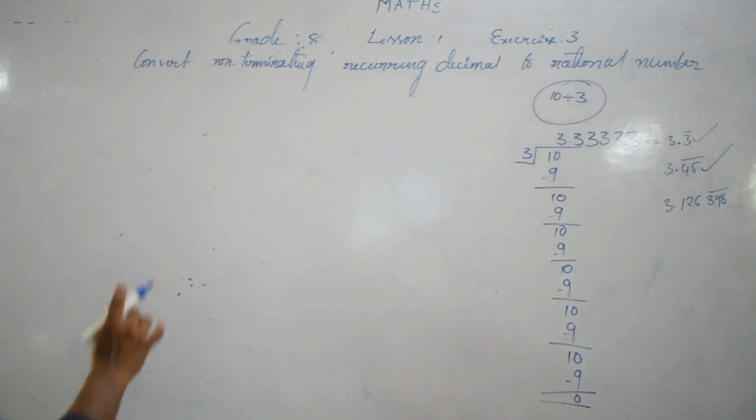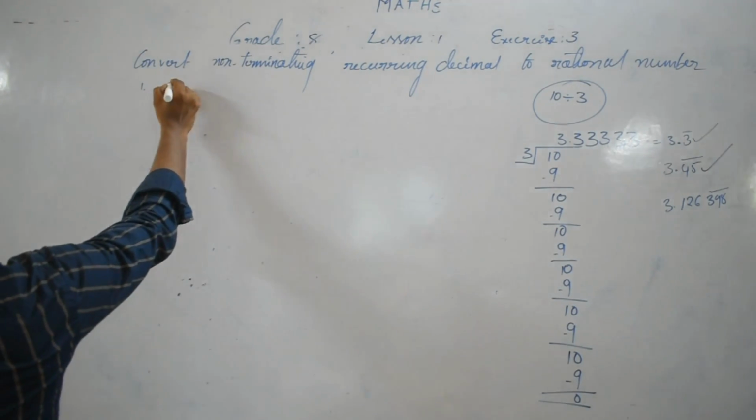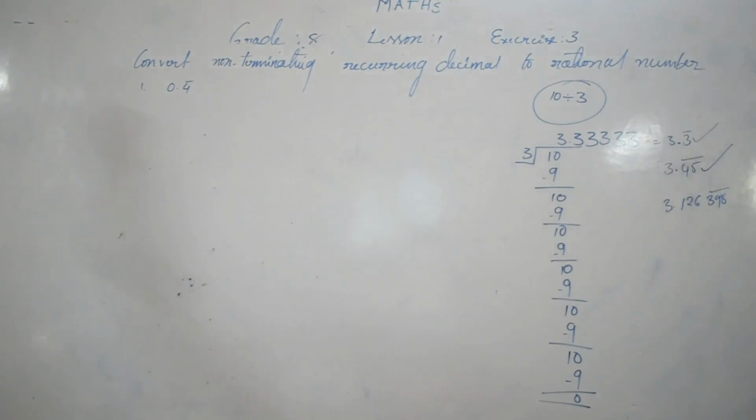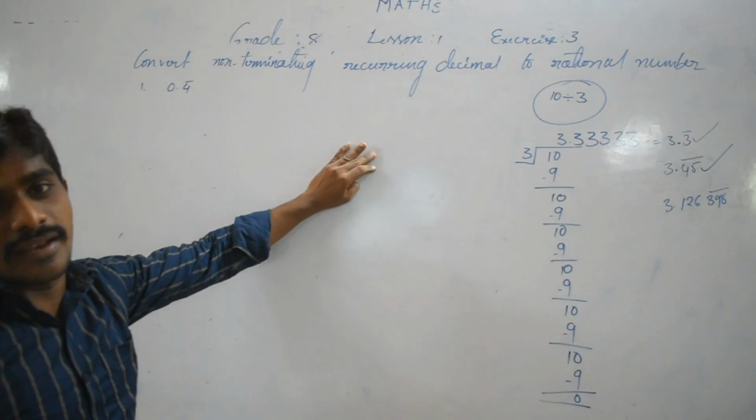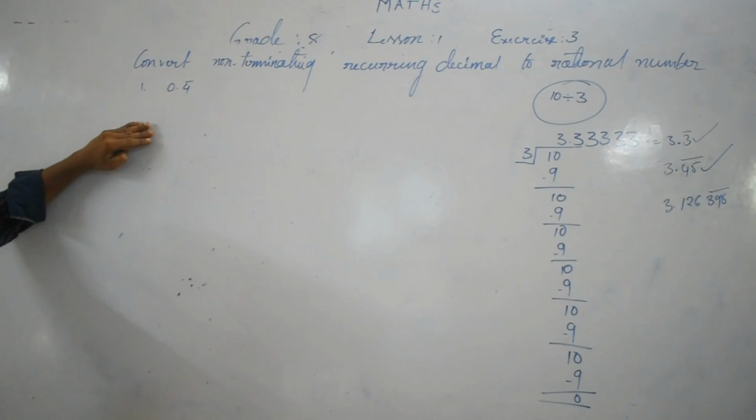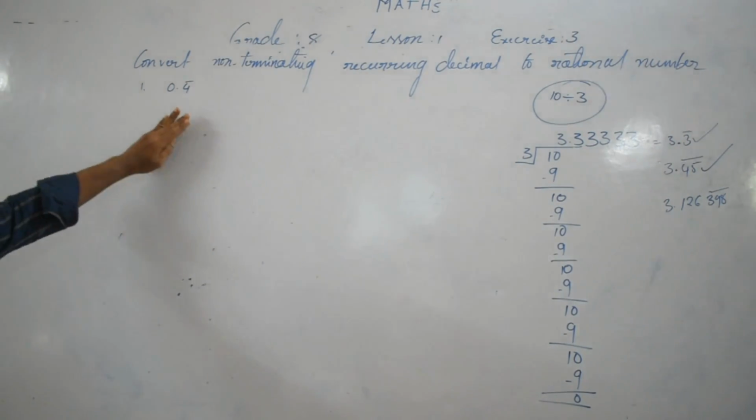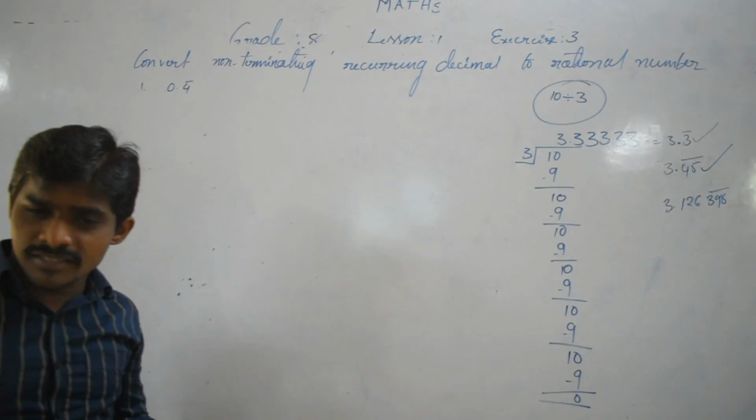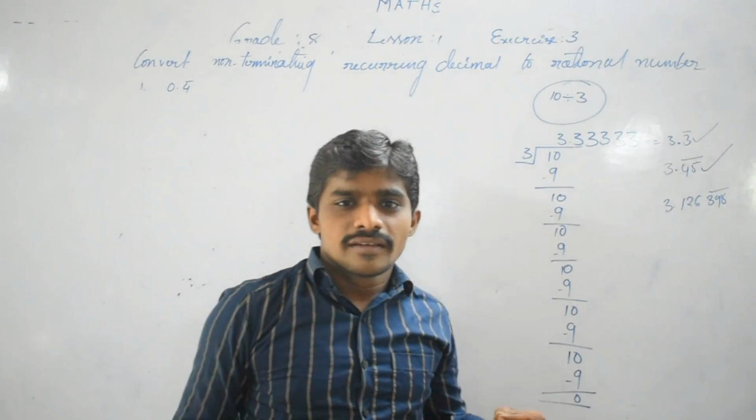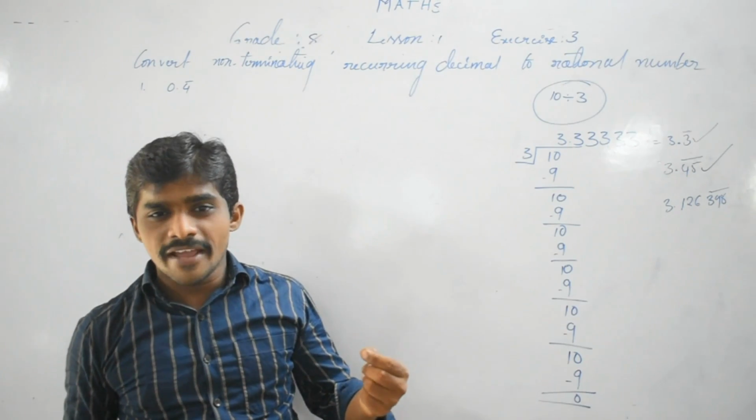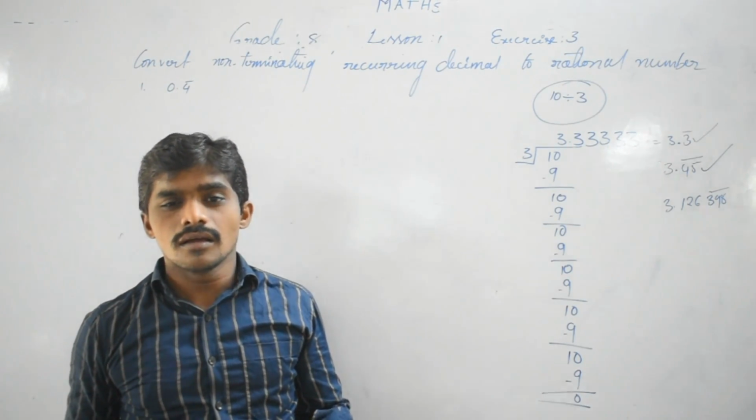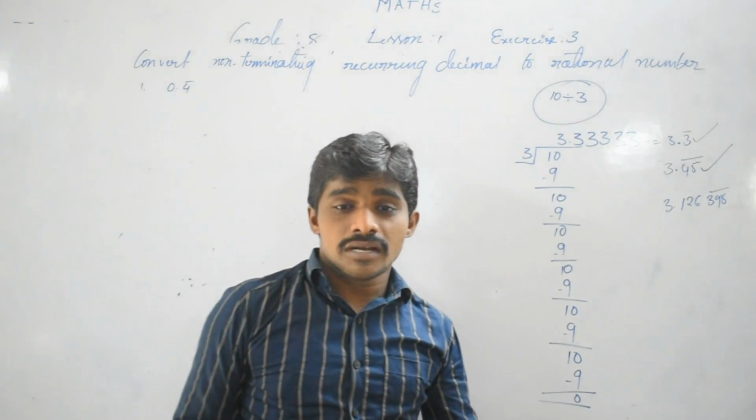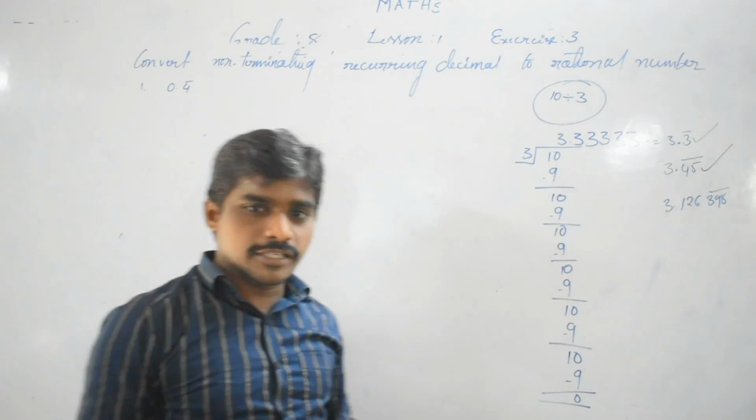One example is 0.4 bar. Let us convert this to a rational number. This is a non-terminating recurring decimal. You know what a rational number is? When a number can be written in the form P by Q, that number is called a rational number. P and Q are integers, and Q must not be equal to 0.